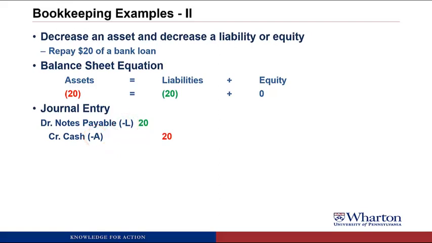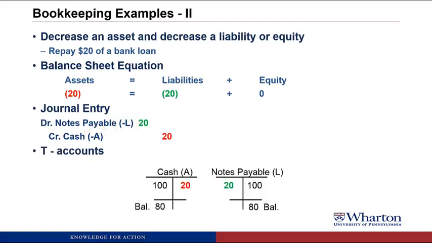For T accounts, we would have a credit entry in the cash T account, a debit entry in the notes payable T account. If we drew a line for the balance in each, our balance in cash is 80 on the debit side. Balance in notes payable is 80 on the credit side. Our balance sheet equation would balance where we have 80 of cash, 80 of notes payable, and no stockholders' equity.